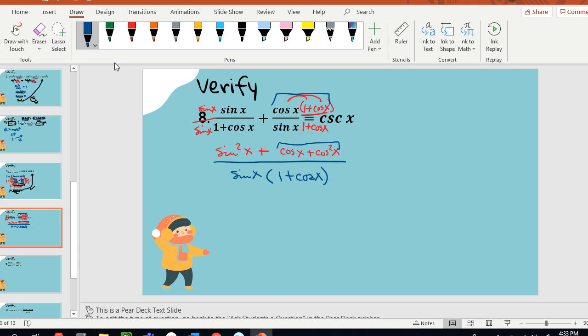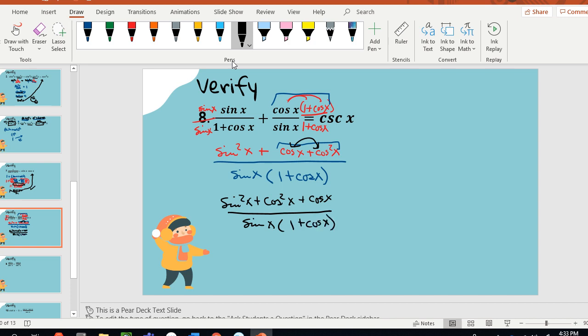Okay, now I'm going to swap these places because you're not in class with me, so I'm going to take the time to do that. So I'm going to have sine squared x plus cosine squared x plus cosine x. All I did was swap these two places, and that is okay to do. If you agree with me that 1 plus 2 is the same as 2 plus 1, this is okay to do. So now I have sine x times 1 plus cosine x.